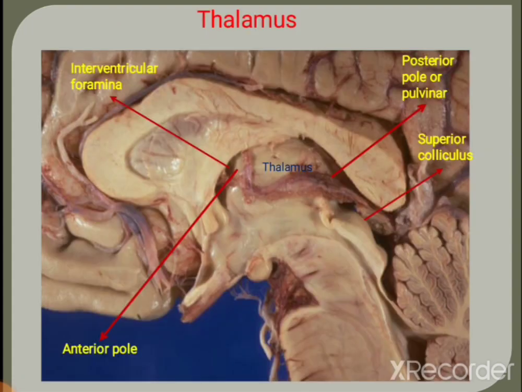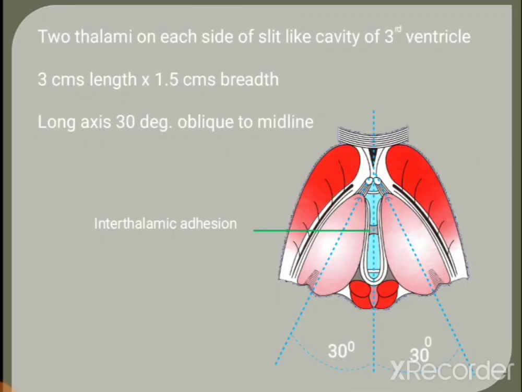So this is the location of the thalamus in the brain. This is the cadaveric view of the brain, where we have shown the position of the thalamus below the corpus callosum. The two thalami lie on each side of the slit-like cavity of third ventricle. It is 3 cm in length, 1.5 cm broad, and longitudinal axis is approximately 30 degrees oblique to midline.